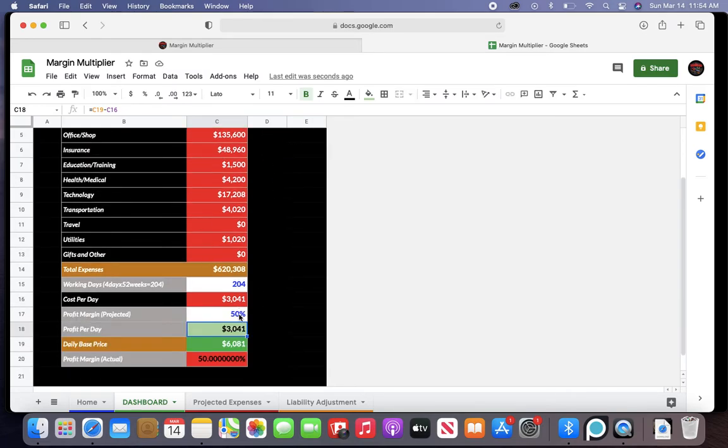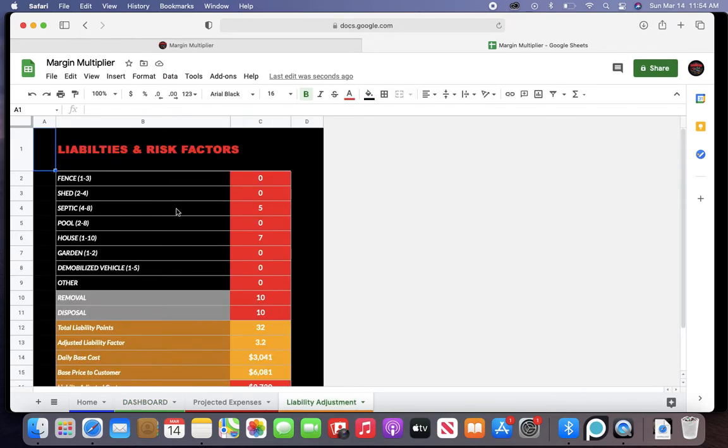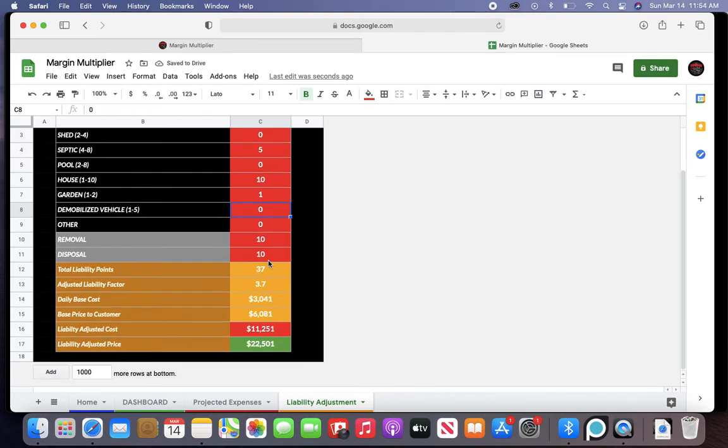The expense report is going to give you a breakdown of daily base price. That's this figure right here. Now you're going to go over to the liability adjustment, and you're going to decide on the specific job that you're on right now. Maybe there's a fence there, but it's not that big of a liability, so we'll assume that a 1. All these things are 1 through 10. So maybe it's sitting right under the house, so we want to assume that as a 10. And maybe there's a garden there, so we'll give that a 1 as well. Then the customer wants the removal and the disposal.